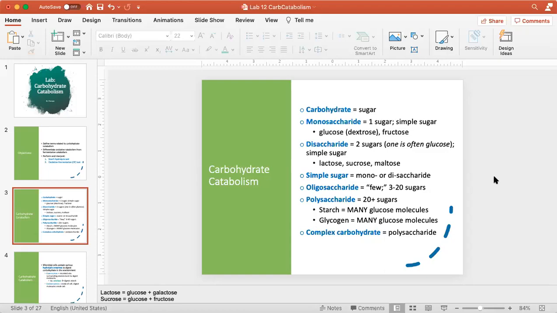Now, when you hear the term complex carbohydrate, and that's another very common term in everyday language, that's referring to a polysaccharide. So a simple sugar is a monosaccharide or a disaccharide, and a complex carbohydrate is a polysaccharide.